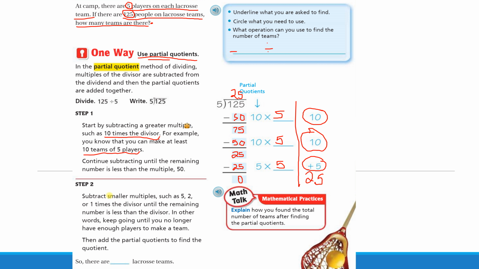Okay, and step 2 we kind of already did, but subtract the smaller multiples such as 5, 2, and 1 times the divisor until the remaining number is less than the divisor. Well, 0 is definitely less than the divisor, so we can stop. And it happens to work out perfectly with no remainder. So there are how many teams? Well, each team has 5 players, and we had 25 5s, so 25 lacrosse teams.